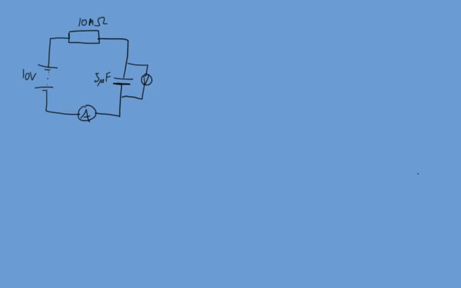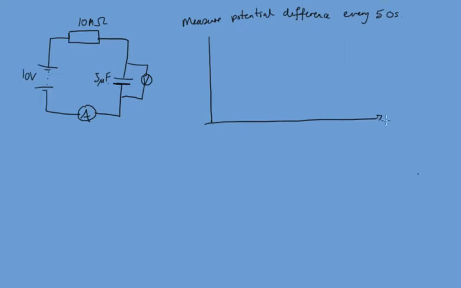What you're going to do is set a timer, and you will measure how the voltage, the potential difference over the capacitor, changes as time passes. And you'd measure the potential difference every 50 seconds, or maybe less if possible, with the voltmeter. And what you'll find is you'll have a graph like this.